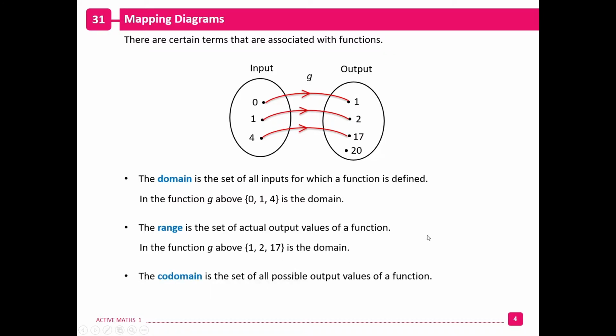And lastly, the codomain is all the possible outcomes that we could have had. Well, that consists of the range, the actual, plus any others that we didn't include in the range. And that means 1, 2, and 17 plus 20.